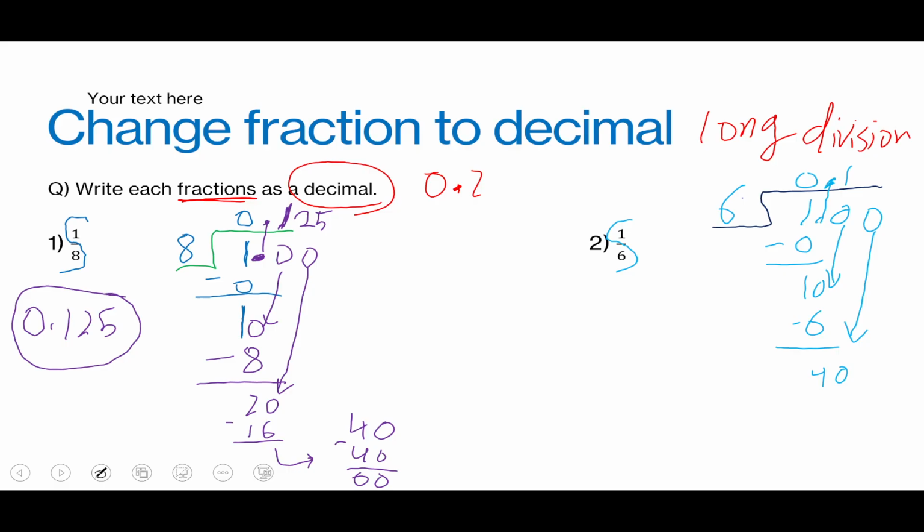6 times what number is very close to 40? 6, because 7 is 42. 6 times 6, 36. Minus them, it's going to be 4. Still there is a remainder. Add more 0.